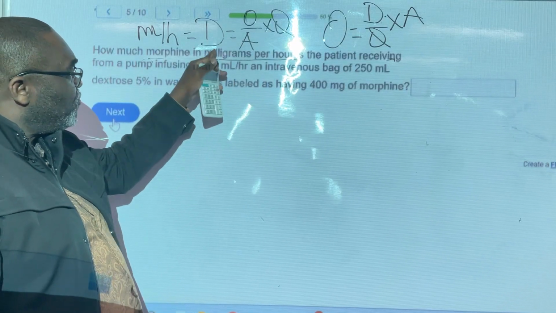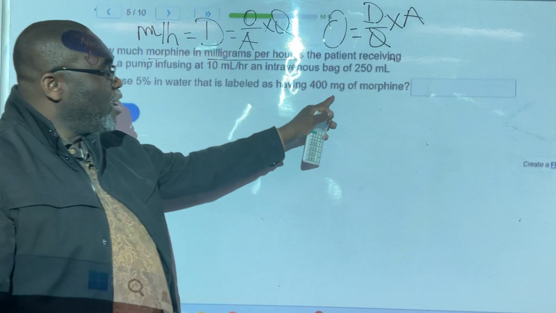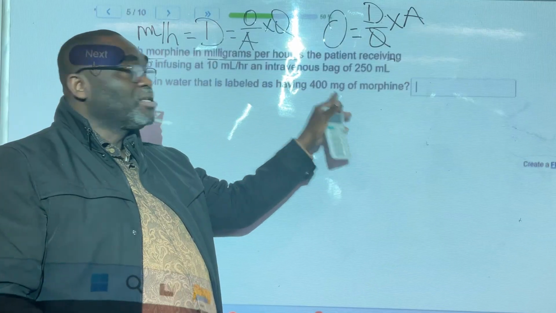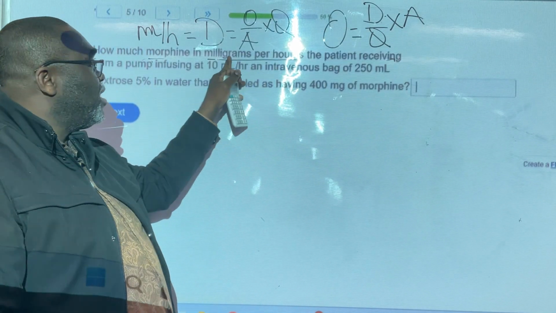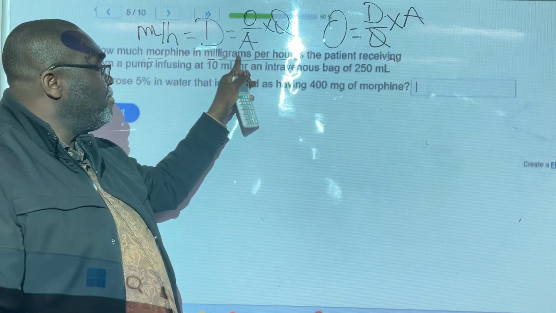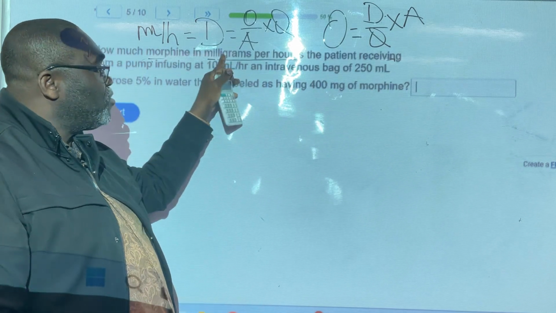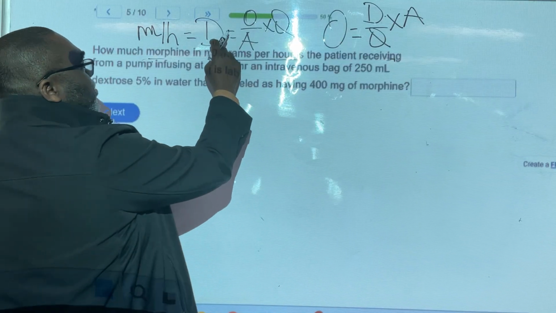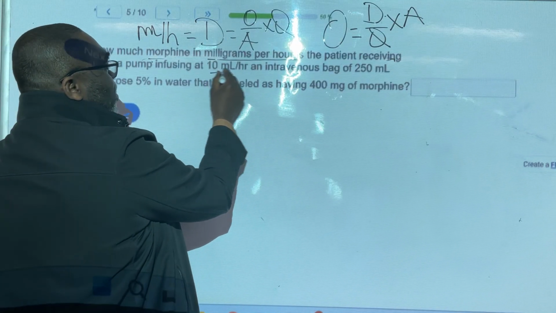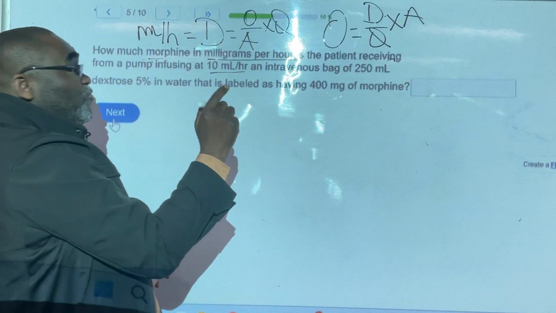Just make sure if it's a milligram per hour, your available has to be in the milligram. If it's a unit there, your available has to be in the unit. If it's a gram, it has to be in the gram. If it's MEQ, it has to be MEQ. If it's microgram, it has to be microgram. You cannot solve dosage here because dosage is already given to you. So you are looking for your order.